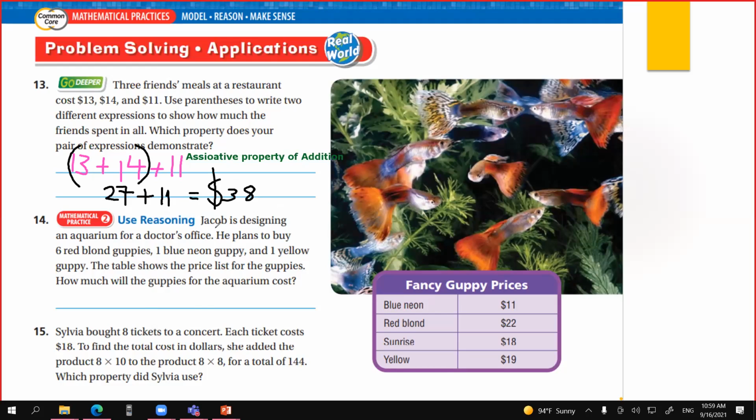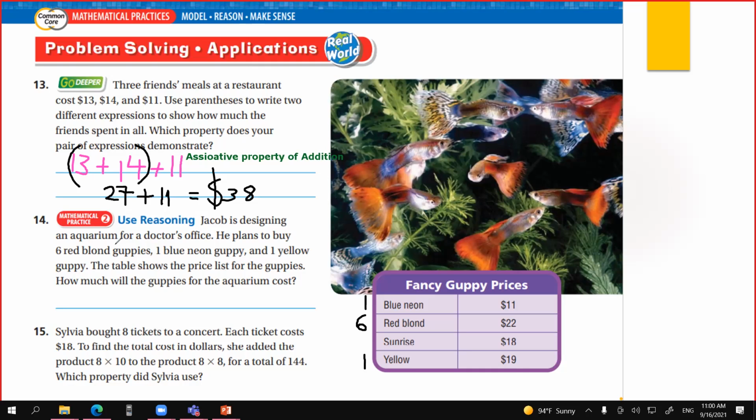Now here, Jacob is designing an aquarium for the doctor's office. He plans to buy 6 red blonde guppies, 1 blue neon, and 1 yellow guppy. The table shows the price list for the guppies. How much will the guppies for the aquarium cost? What do you have to do here? They buy 1 blue neon, 6 red, and 1 yellow.